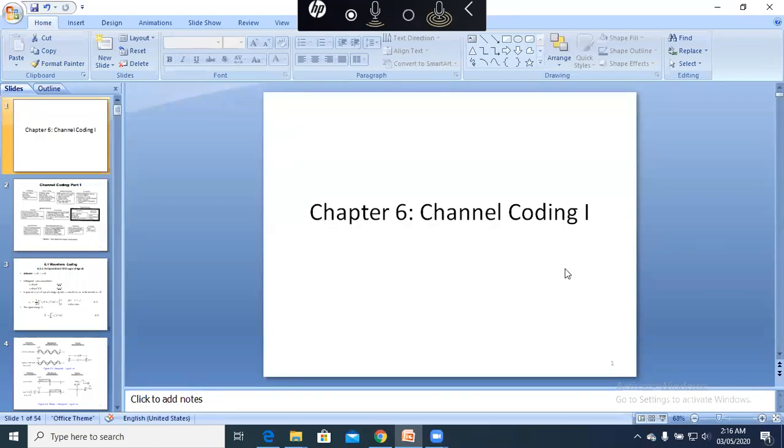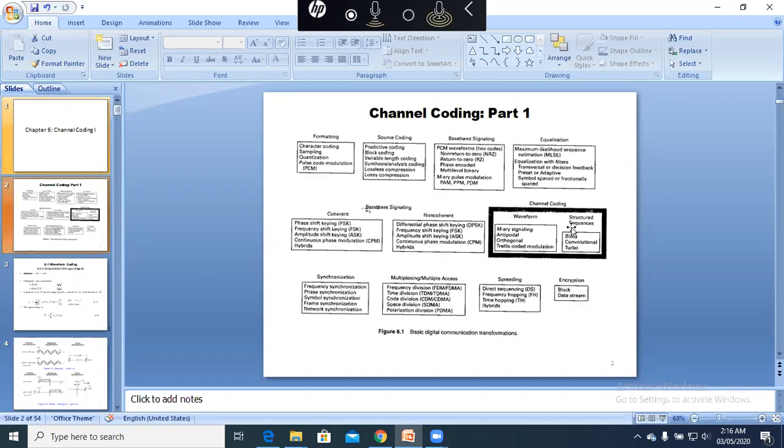Okay, we will start the channel coding module of digital communication system. Previously, we have studied the baseband signaling and pulse shaping techniques for baseband signaling, and then we learned the equalization techniques for baseband equivalent model, and then we learned the bandpass signaling or bandpass modulation, in which we studied the coherent and non-coherent version of bandpass signaling. So now we start the channel coding module.